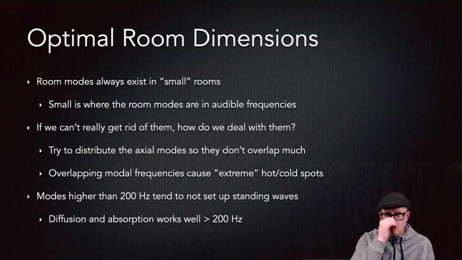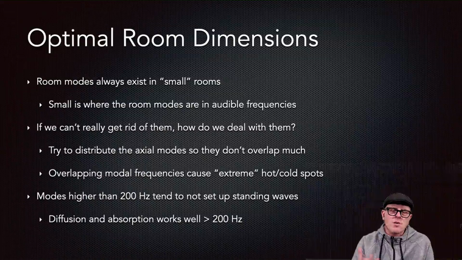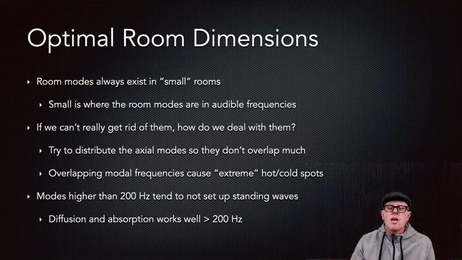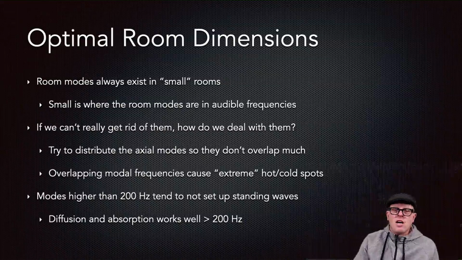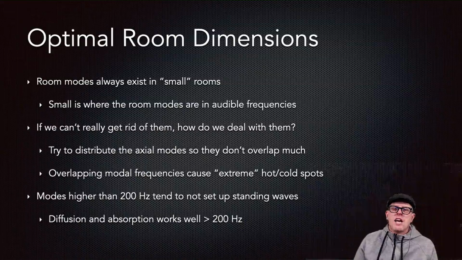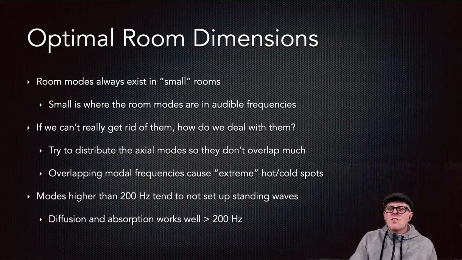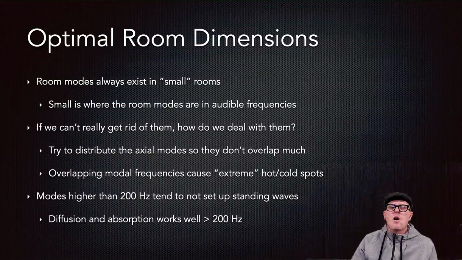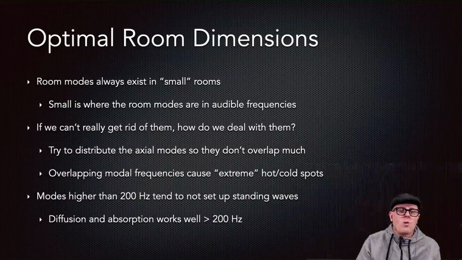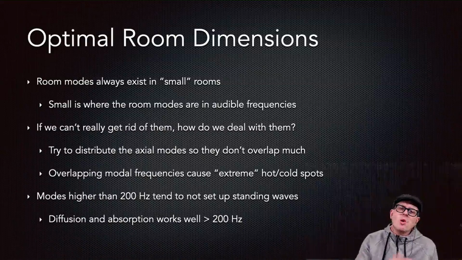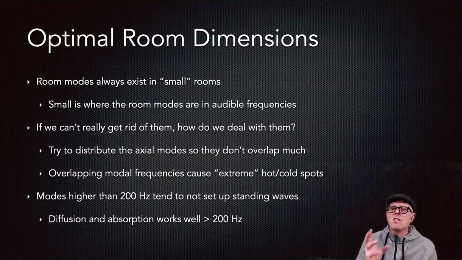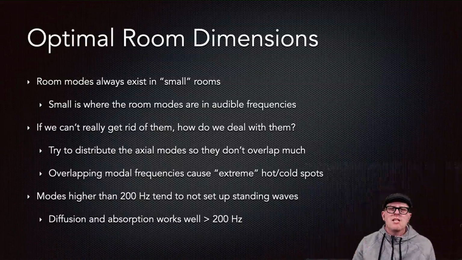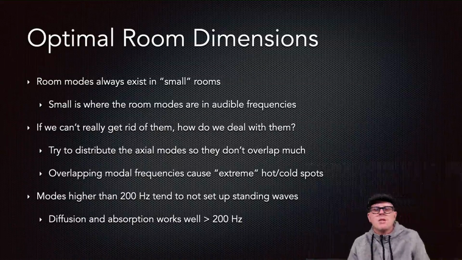So, optimal room proportions. Modes always exist in small rooms. A small room is where the room modes are in the audible range. If I were to do this with, say, a concert hall, a 50-foot wide concert hall, the room modes are going to be like 5 hertz for the fundamental, which means 10 hertz, 15 hertz, 20 hertz. All the modes of oscillation are so low that they exist, but they're outside of the audible range. So this only really happens in small rooms where the room mode frequencies are in the audible range. That's why we define small rooms.